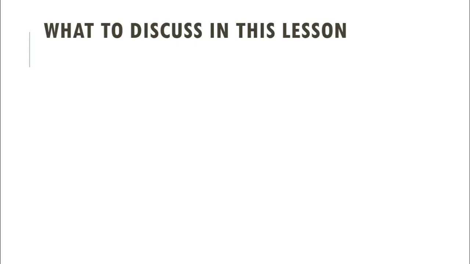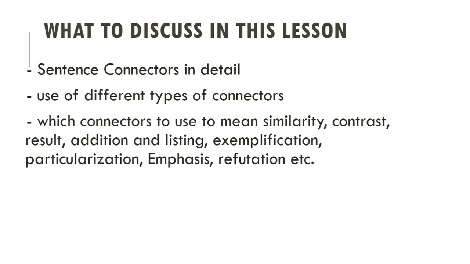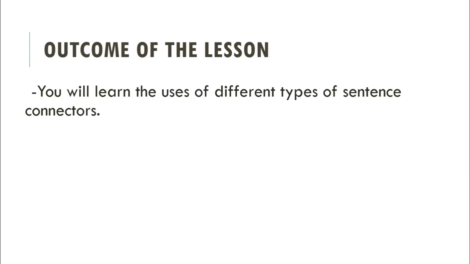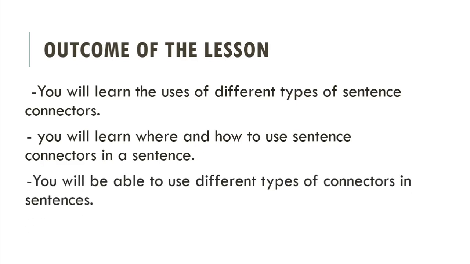At first, let's check out what we are going to discuss in this lesson. Sentence connectors in detail. Use of different types of sentence connectors: which connectors to use to mean similarity, contrast, result, addition and listing, exemplification, particularization, emphasis, refutation, and so on. After that you will get an exercise on the basis of connectors and then a soft alert of the next lesson. After this class, you will learn the uses of different types of connectors. You will learn where and how to use sentence connectors in a sentence. You will be able to use different types of sentence connectors in sentences.